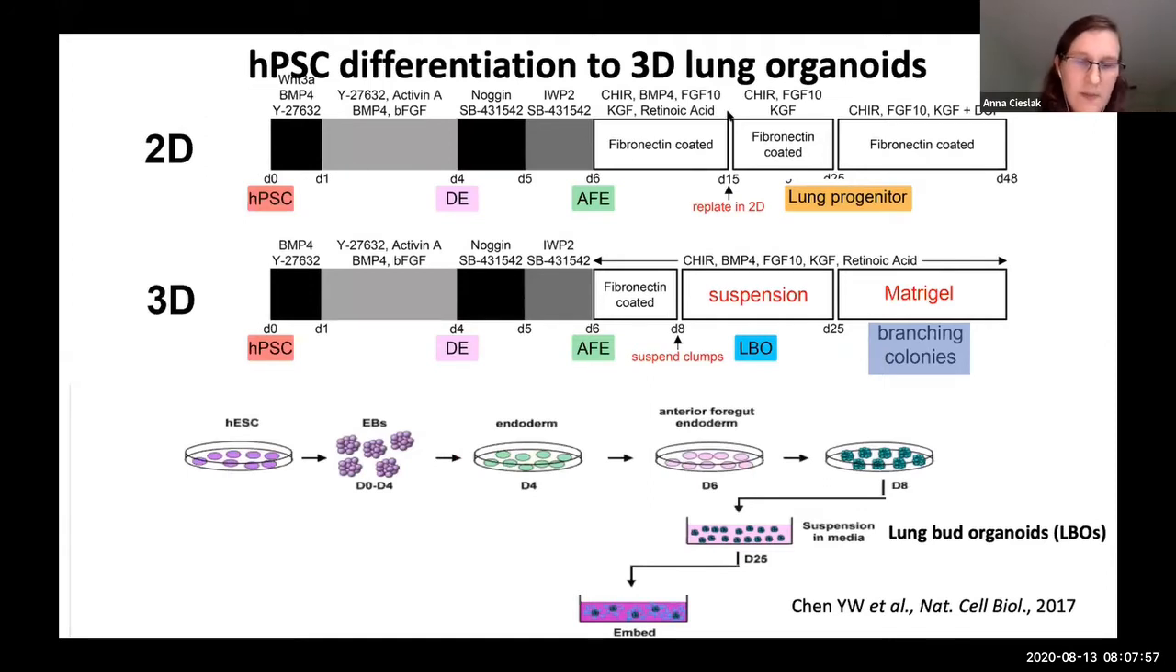Here we started with a two-dimensional culture, which was then adapted to a three-dimensional system, leading to specification of the lung field, which allows growth in suspension of so-called lung-bud organoids. Once those lung-bud organoids, LBOs, are embedded in Matrigel, they can undergo branching morphogenesis and model human fetal lung development.